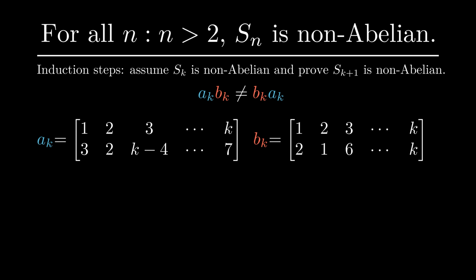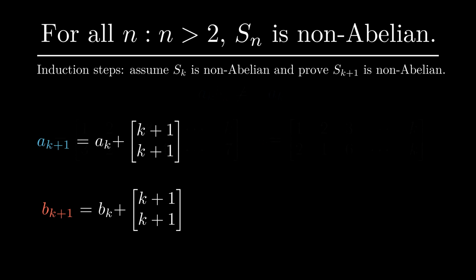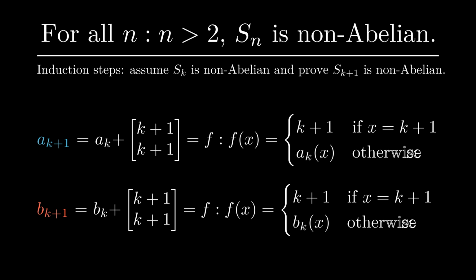On screen right now, I'm showing 2 possible values for a sub k and b sub k. To define a sub k plus 1, we note that there's only one place that the k plus 1th element can go, and that is directly to k plus 1. In other words, a sub k plus 1 is the only k plus 1 length permutation that can be formed from a sub k. Similarly, for b sub k plus 1, we define it the same way, just sticking k plus 1 onto the end.